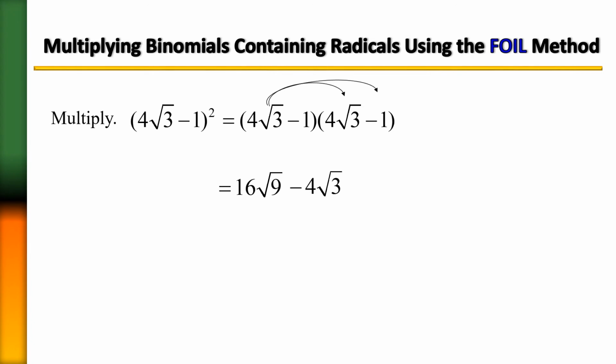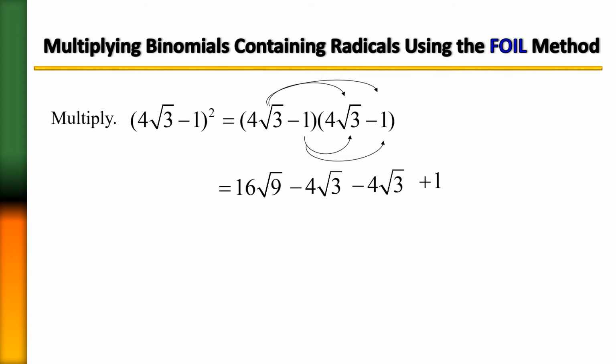Now let's proceed with multiplying the inner terms. That's also going to give me negative 4 radical 3. And now lastly, the last terms, negative 1 times negative 1 equals positive 1. And again, as I stated, once you get all your terms, you should go through and see if there are any like terms, which we do.